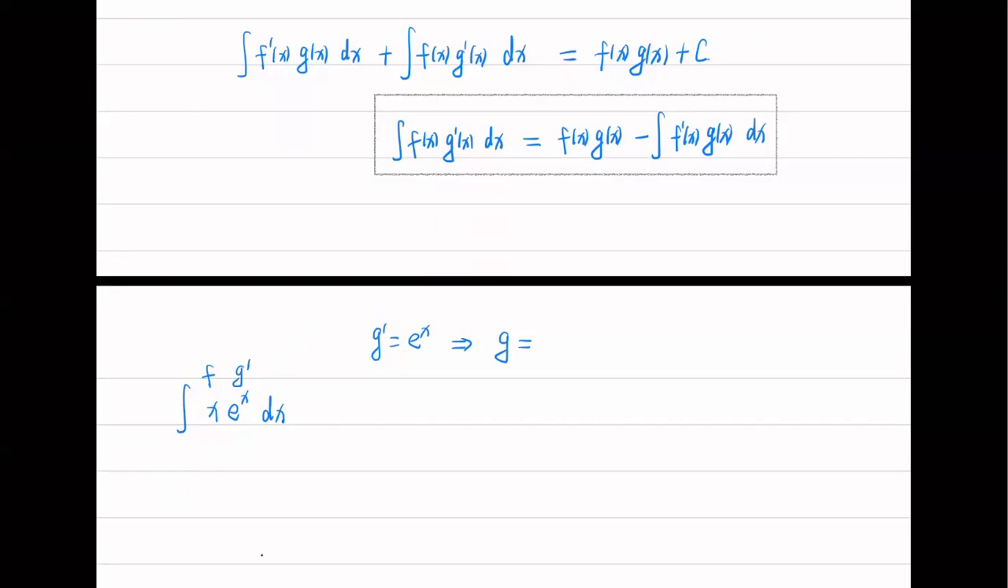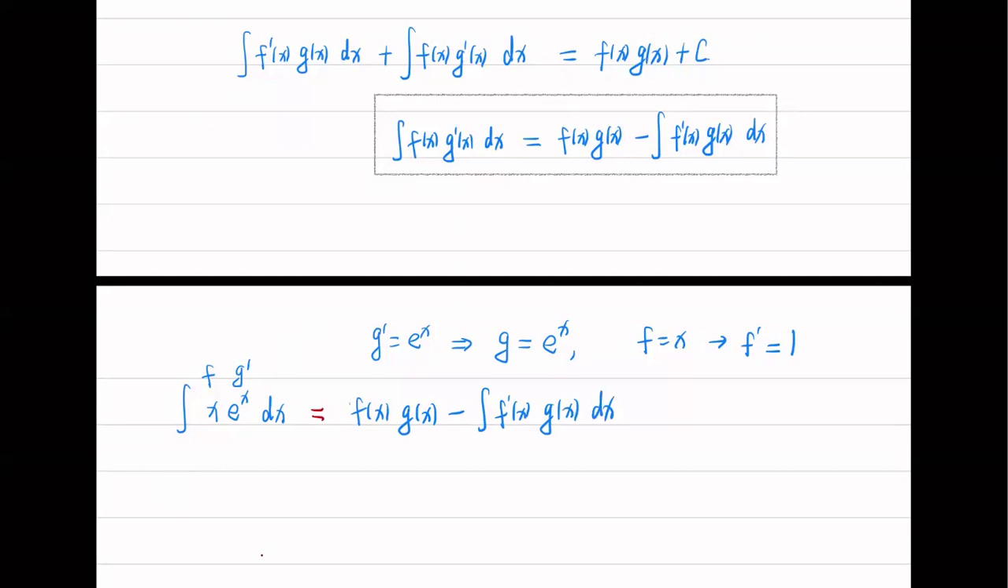G is e to the x. Now f is x. What's the derivative? Okay, now let's copy the formula. I don't do anything, I just copy this formula: f(x) g(x) minus the integral of f derivative times g(x) dx.